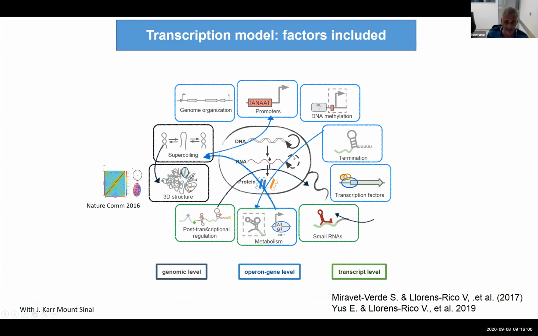So just to summarize, this is the list of all the things that we found had an influence in transcription. We go from the full three-dimensional structure of the chromosome and the proximity of genes in 3D space, supercoiling, DNA methylation, the terminators, small RNAs, and something that is very important, at least in Mycoplasma, and allows you to regulate all the ribosomal operons: the identity of the first base of the RNA. All the ribosomal operons start with a G, and then the concentration of GTP determines the co-regulation of the expression of all the ribosomal operons.